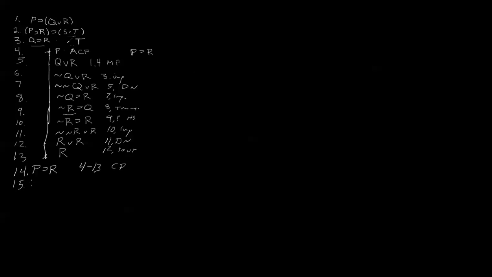Now I can use step 2 finally. And between 2 and 14, I can use modus ponens. 2, 14, modus ponens. 16, we simplify T and get 15 from 15 simplification. That's our conclusion, and that's how it's done.